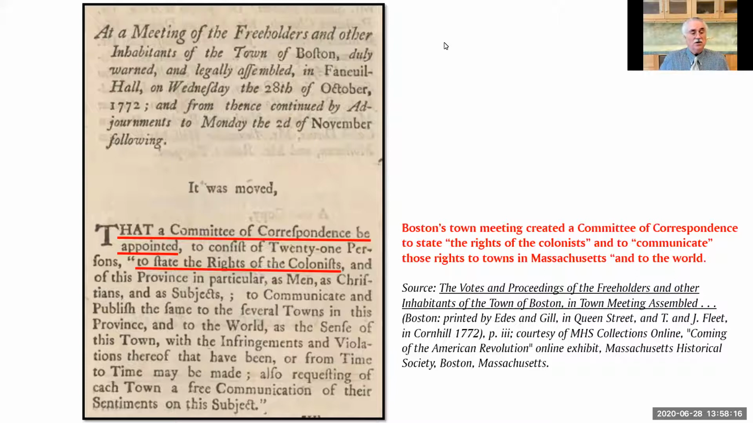This document shows the meeting, the town meeting of Boston, where the Committee of Correspondence was created. You can see here that a Committee of Correspondence was appointed to state the rights of the colonists, and to communicate those rights to towns in Massachusetts and to the world. Today it would be like putting it on the internet and letting people everywhere read what happened and hoping that it goes viral.